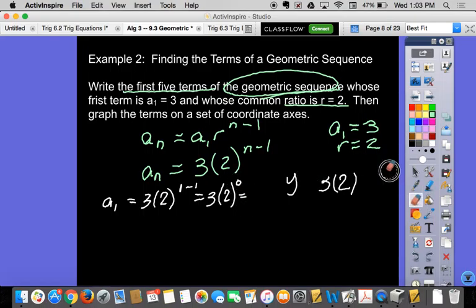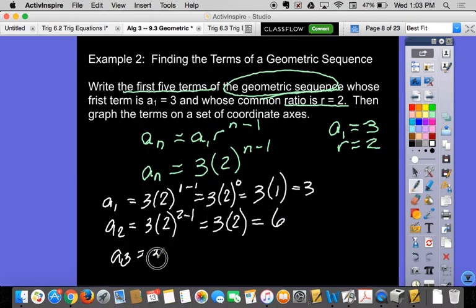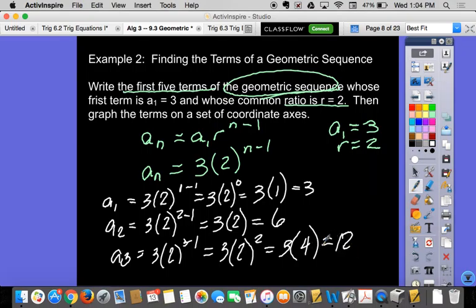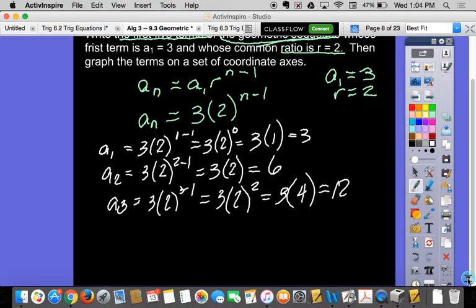Let me take this out so I've got room to write. That's going to be 3 times 1, which is 3. And then you're just going to keep going. Soon you're going to develop a pattern here. So you've got 2 to the first, so I do believe that's 6. Then a sub 3, so 3 minus 1, so you've got 2 to the second, that's 3 times 4, which is 12. So you should be able to figure out what's going on: every time this is multiplying times 2.